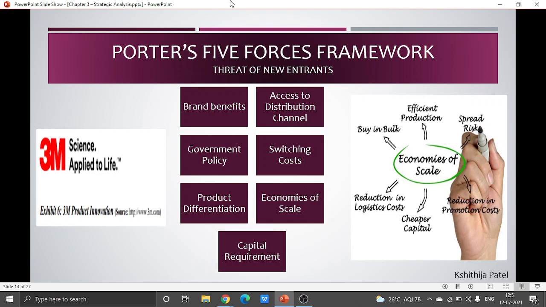So the possibility that a firm enters an industry from outside basically depends upon two factors. The first one is the barriers to entry, and the second one is the expected retaliation, or what we can call a strong reaction, from the existing firms which are already there in the market.